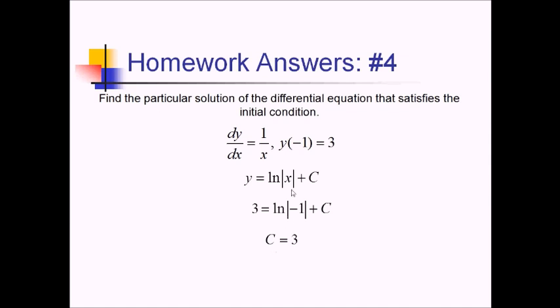Now we're going to plug that back in here, but we can't have an absolute value in our final answer. So we're going to take a look at our initial condition. If x equals negative 1, that means the inside stuff's going to be negative in general. So we have to change this so that we're forcing it to be positive by negating the stuff inside the ln. So I'm going to write this as y equals ln of parentheses negative x, and then I'll add the plus 3 on the end there.